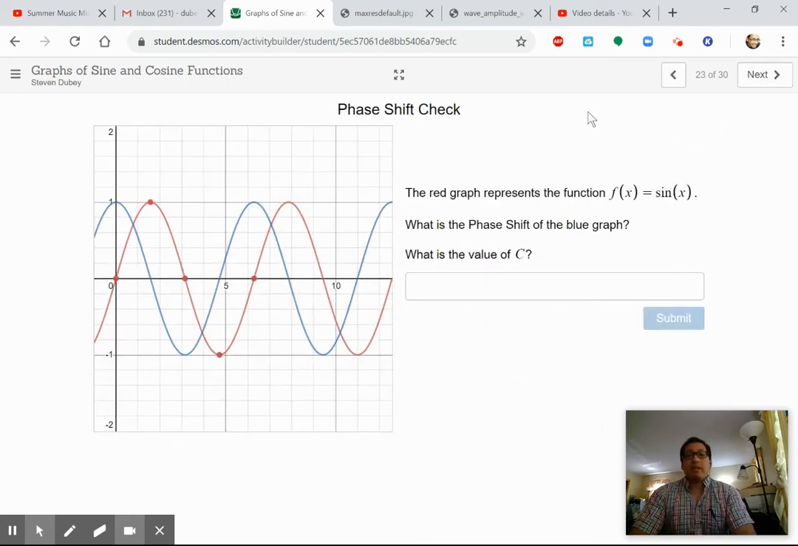Okay, phase shift check. In the red, you've got the graph of the sine function. In the blue, it's phase shifted to the left. So what is the value of c here, or what is the transformed function? See if you can figure that out on your own.